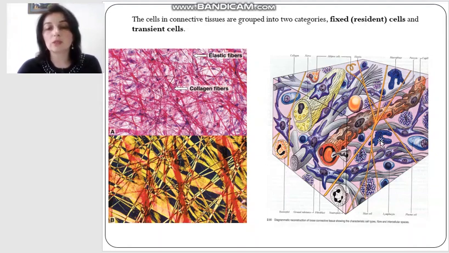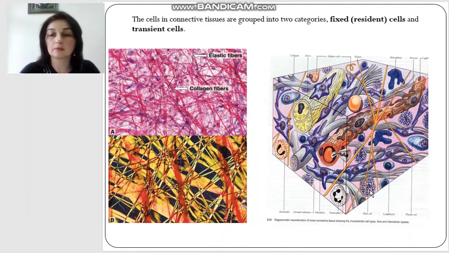Then here we are looking at the macrophages. These are also fixed cells. And finally, here you can see the mast cell. That is the next type of the fixed connective tissue cells. And we also have transient cells. These are actually the blood cells which circulate within the bloodstream, and upon receiving the signal from the connective tissue, they will leave the bloodstream, enter the connective tissue, and perform their functions there.